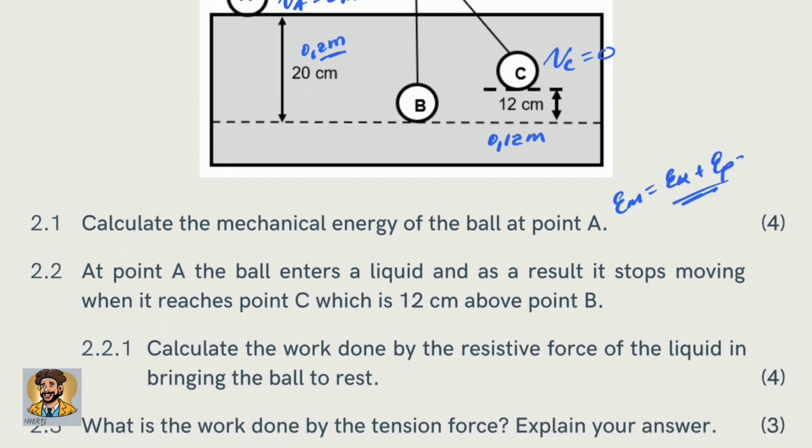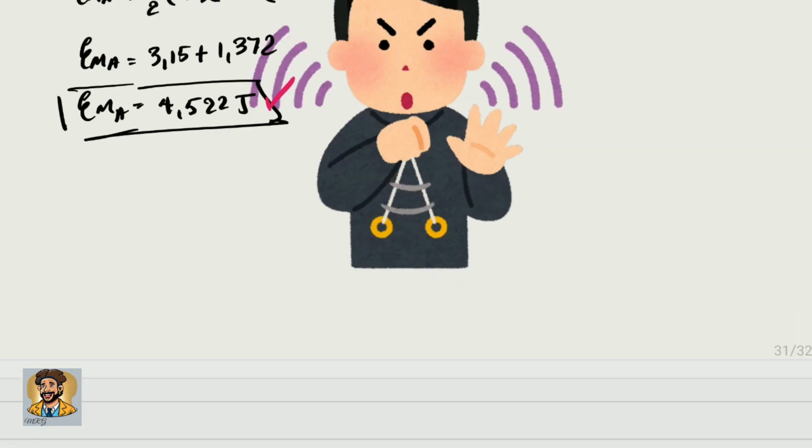Now, question 2.2.1: calculate the work done by the resistive force of the liquid in bringing the ball to rest. What we need to know is that the resistive force is a non-conservative force. Therefore, we can use the law of conservation of energy, which is what we are going to do real fast. For this one, we're going to do it on a new page.